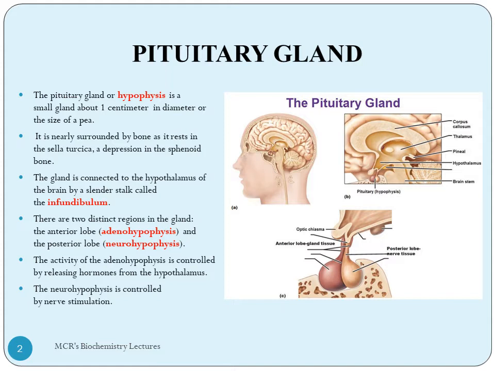It is nearly surrounded by bone as it rests in the sella turcica, a depression in the sphenoid bone. The gland is connected to the hypothalamus of the brain by a slender stalk called the infundibulum or the hypophyseal stalk. There are two distinct regions in the gland, the anterior lobe, also called the adenohypophysis, and the posterior lobe, also known as the neurohypophysis. The activity of the adenohypophysis is controlled by the releasing hormones from the hypothalamus. The neurohypophysis is controlled by nerve stimulation.